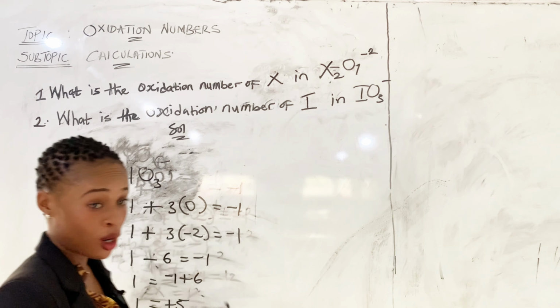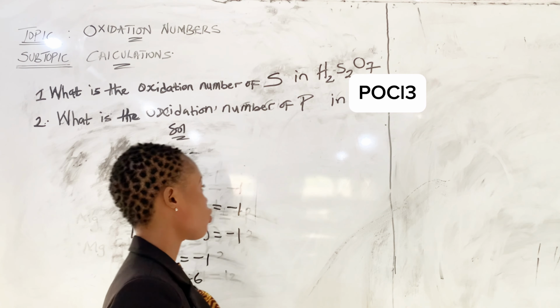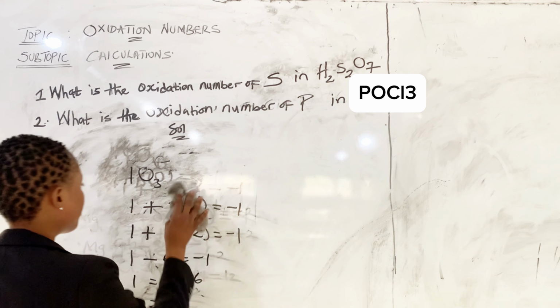Okay. So for our last 2 questions, we're going to be finding the oxidation number of sulfur in H2S2O7 and the oxidation number of phosphorus in POCl3. Okay, so you can see that in this question we have more than 2 compounds present, but it's actually the same method. So let's clean the board so that we can quickly solve that.